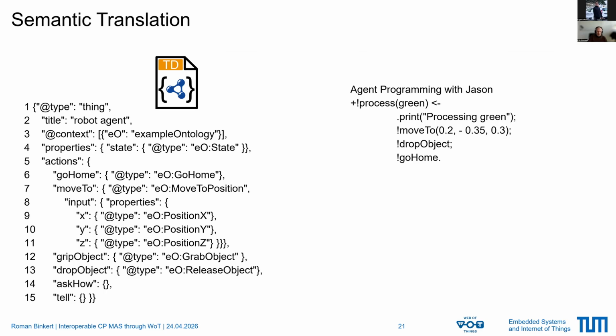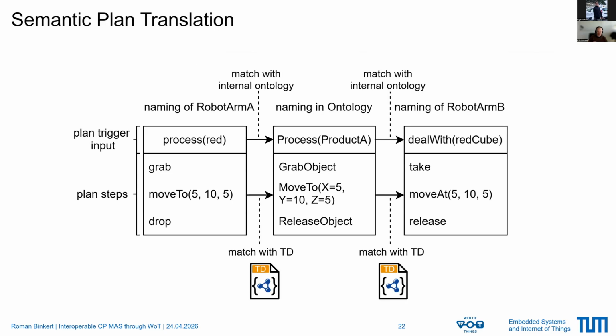And like this, we can also translate not just a single action or a single belief communication, but even more complex plans, at least if they exist, or if they only have plan steps, so parts of the plan that are mapped through the thing description to the shared ontology, and then they can also be mapped to the other agent.